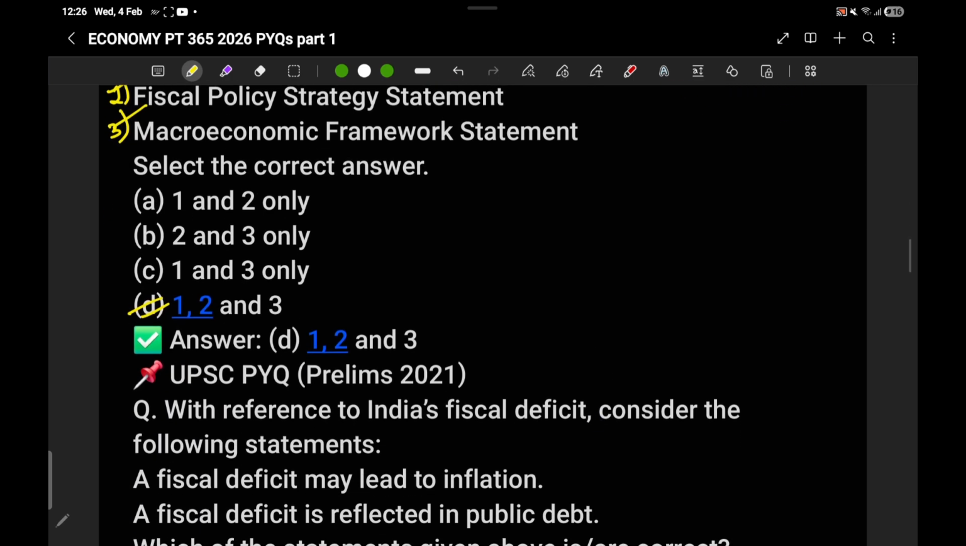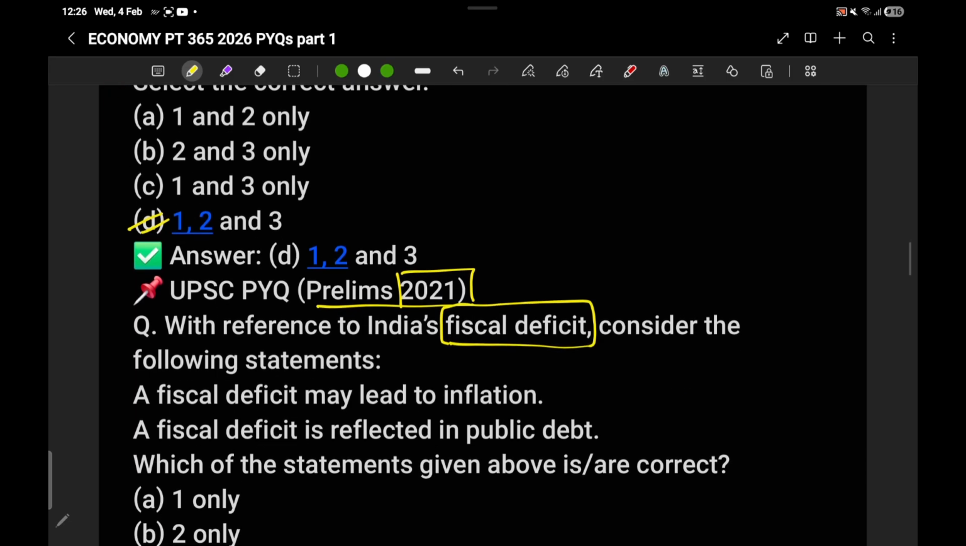Okay, so let's go to the next question. Prelims 2021. Recently it was asked, with reference to India's fiscal deficit, consider the following statements. The first statement says that a fiscal deficit may lead to inflation. Second statement, a fiscal deficit is reflected in public debt. Take a pause.